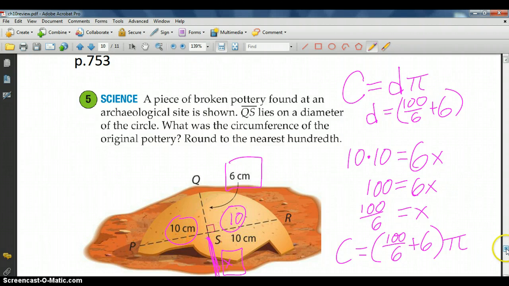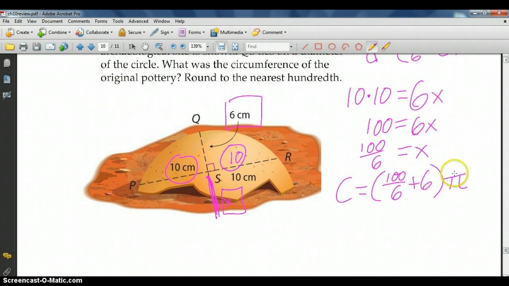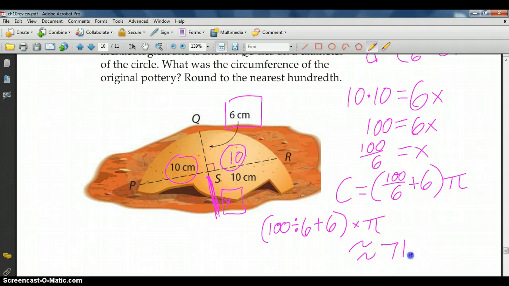And from here, we can just type it into our calculator and get one nice approximation. So parentheses 100 divided by 6 plus 6 parentheses times pi. And that should give you approximately 71.21. 71.21 centimeters, because we're talking about the distance around the circle, the circumference. So hopefully this helps in reviewing for your test, and good luck.